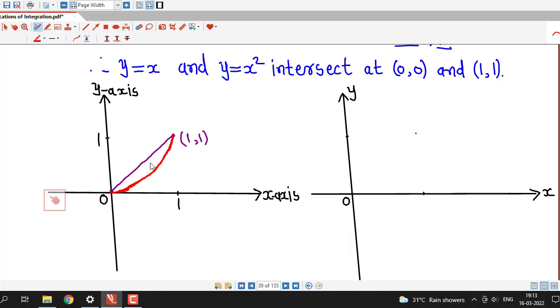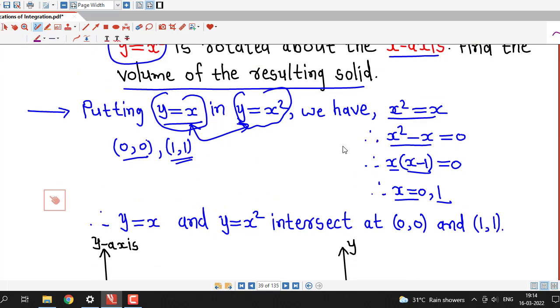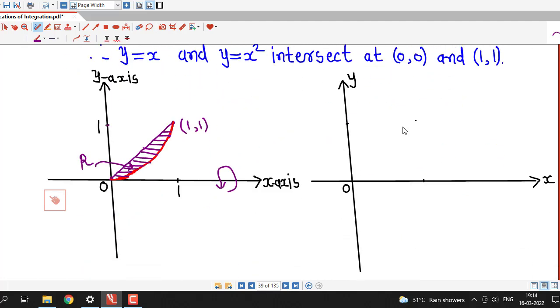So this is y equal to x square, and we have to rotate the region bounded by these two curves about the x-axis. This is the plane region which we denote by capital R, and we have to rotate the region R about the x-axis. The axis of rotation is the x-axis. First we try to imagine what the resulting solid will be in 3 dimensions.